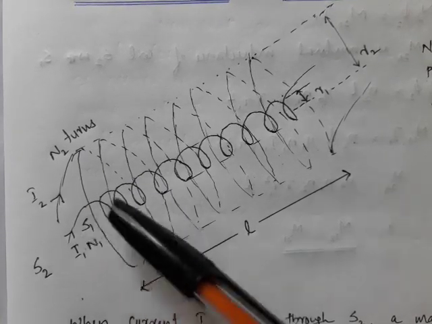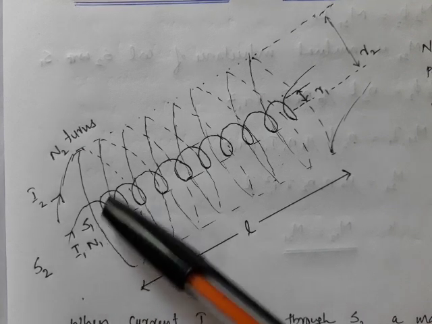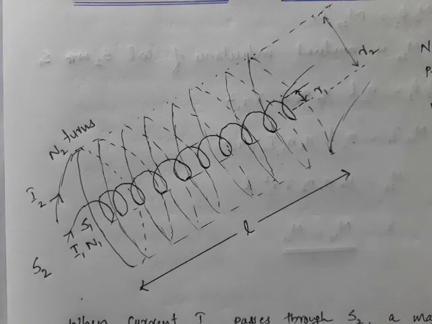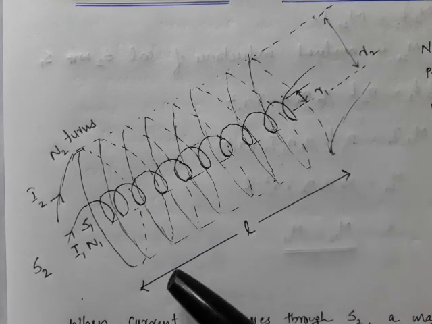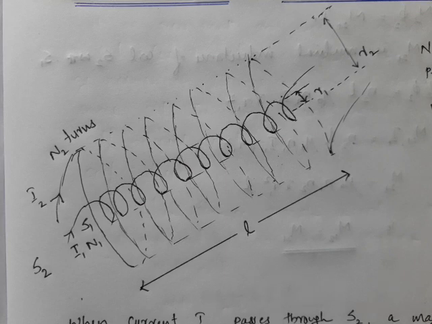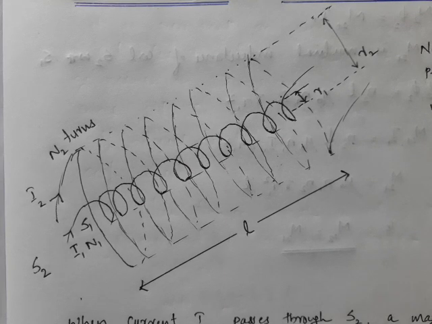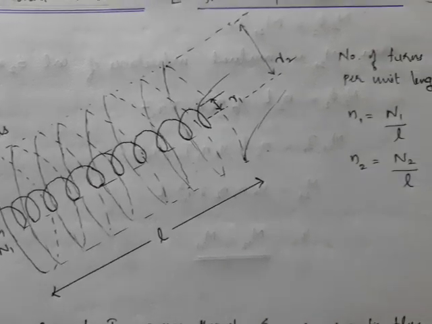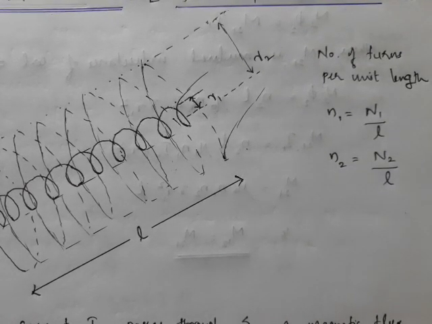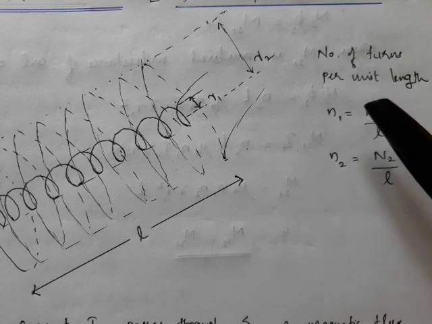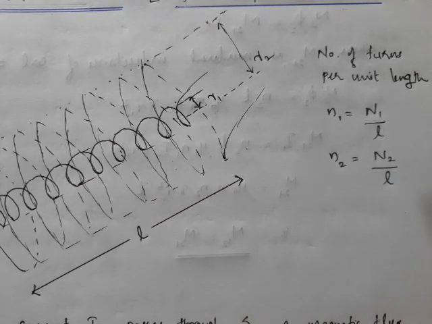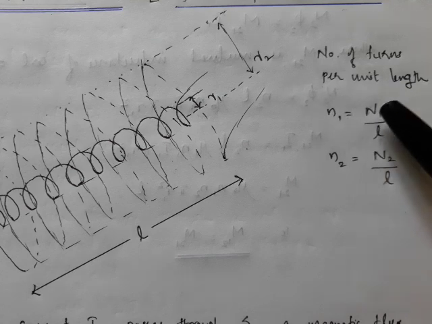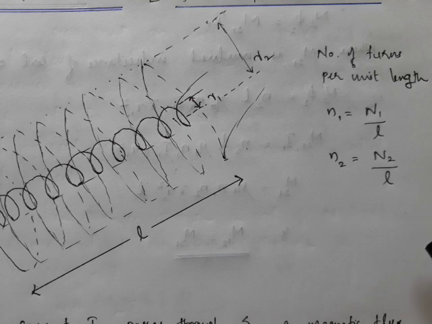Current is flowing through both the coils. I1 current passes through S1 and I2 current passes through S2. The lengths of both these solenoids are equal, length L. And capital N1 is the total number of turns in S1. The number of turns per unit length in S1 is small n1, that is N1 by L.